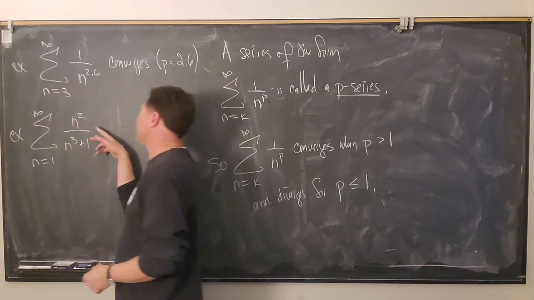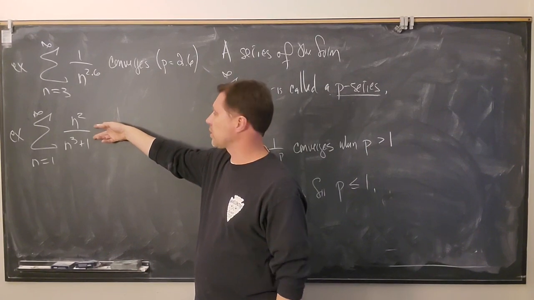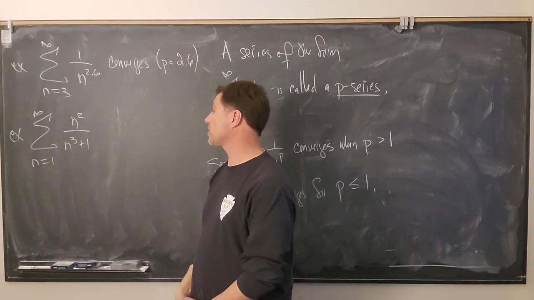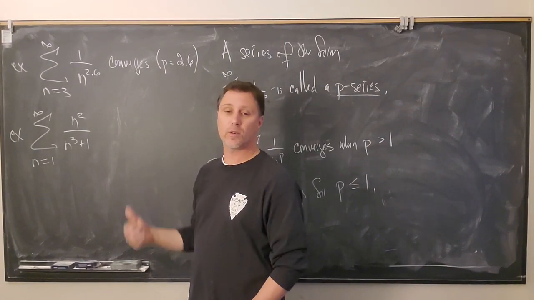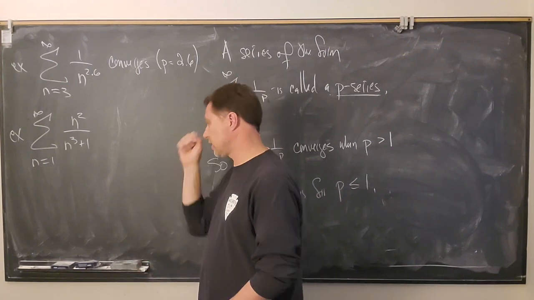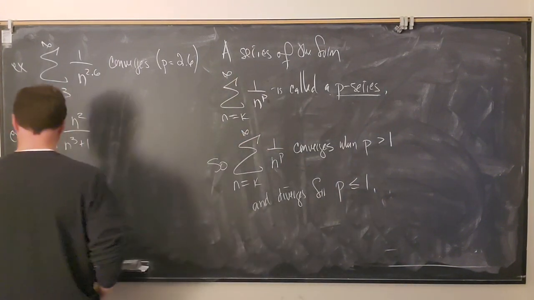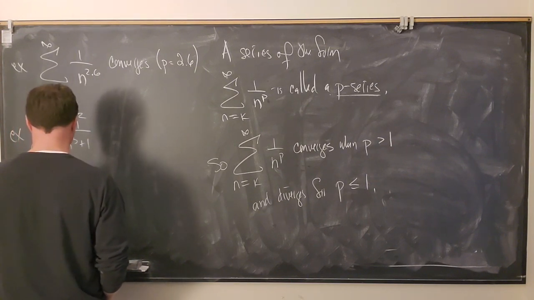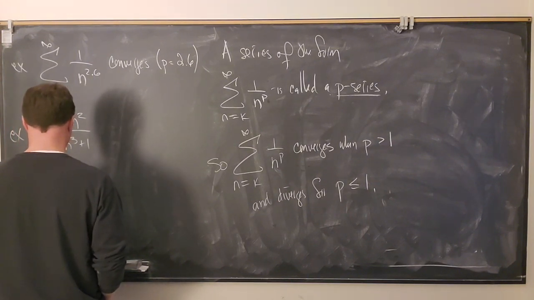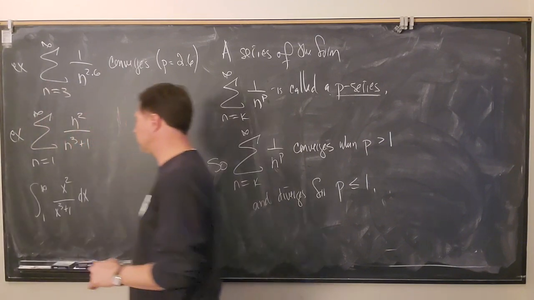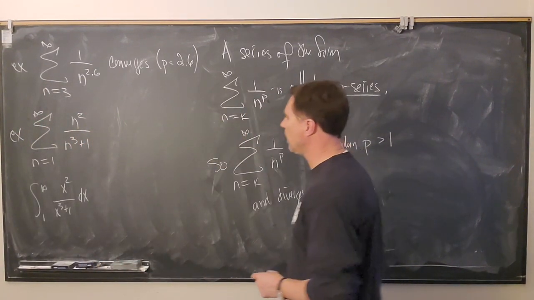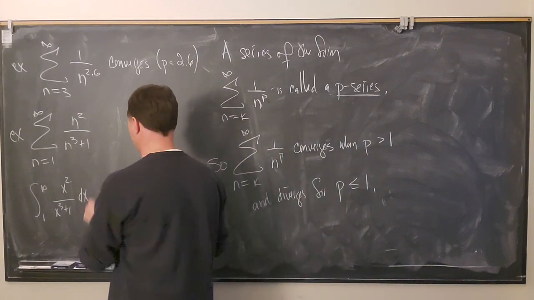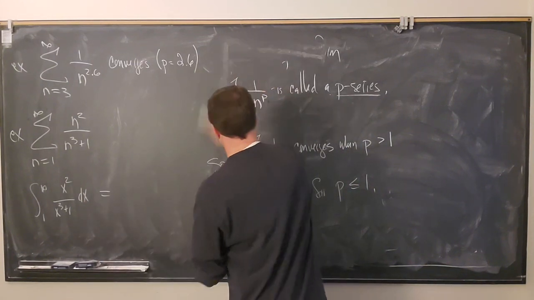You can check the associated function x squared over x cubed plus 1. It is decreasing, it's greater than or equal to 0, and it's continuous. And so let's look at the integral from 1 to infinity of x squared over x cubed plus 1 dx. So remember, this is an improper integral. We need to rewrite it as a limit.